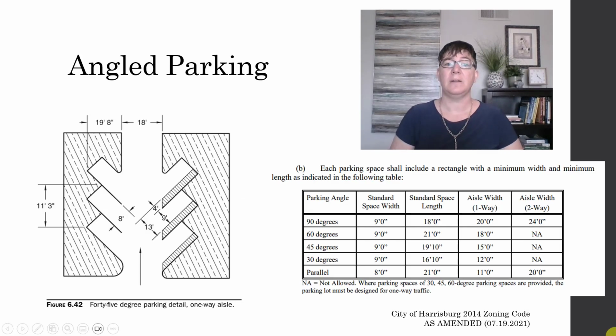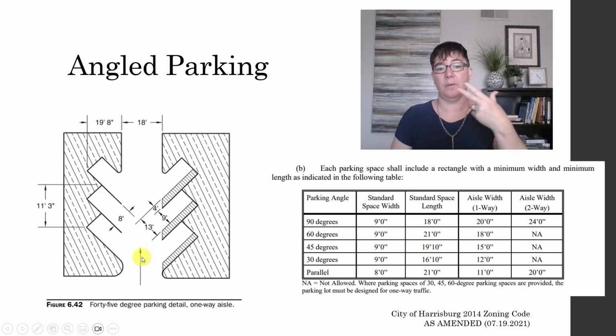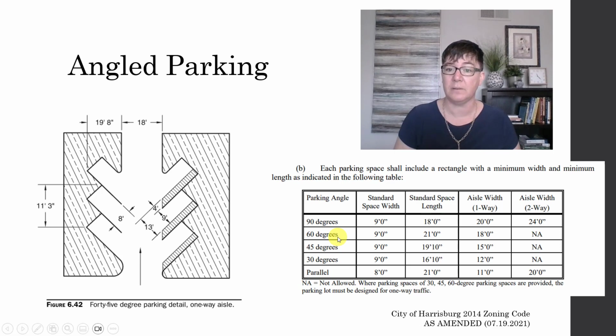Next, let's look at angled parking. Here's an illustration of a 45-degree parking with a one-way aisle. So cars are only coming in this direction to park in these spaces. Back to our City of Harrisburg zoning code, you can see that they account for these different parking angles and the standard space size. And also they give you that aisle width for one-way and two-way. That's where I'm getting that 20 feet instead of 18 feet width.